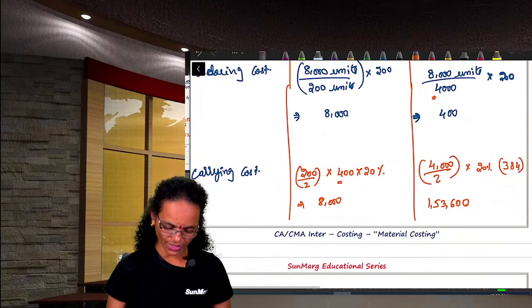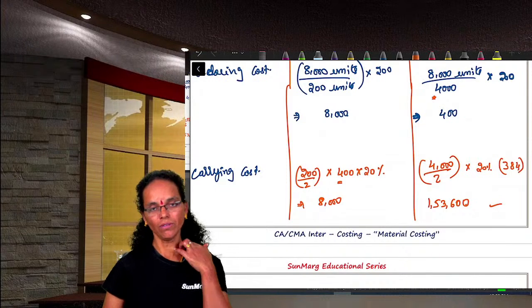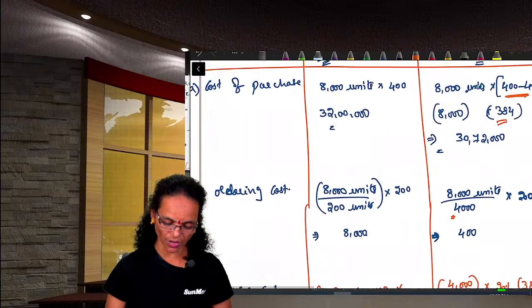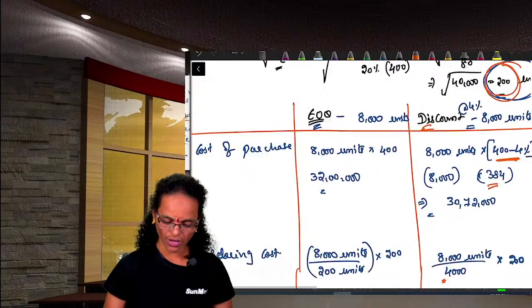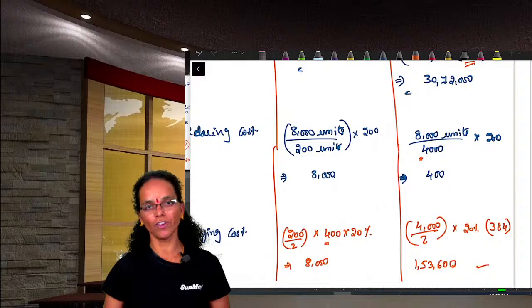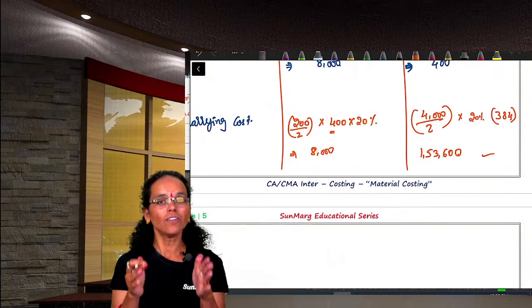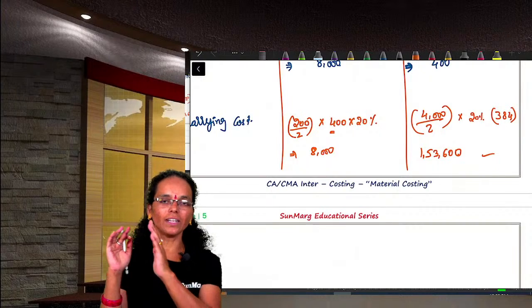So, here this is not favorable. Carrying cost is not favorable under the discounted method. Apart from that, the other two are favorable. Now we will check what is the total cost we are incurring under the EOQ method and under the discount method.